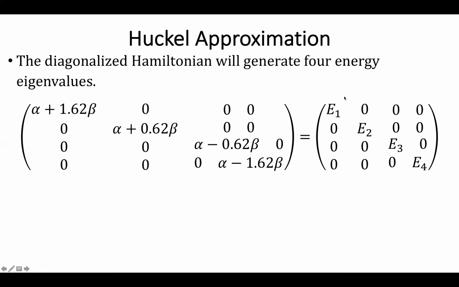So my first MO will have an energy of my Coulombic integral plus 1.62 times my resonance integral. And now remember, our resonance integrals tend to be negative values. So this is going to provide me my lowest energy orbital, or my first molecular orbital energy. And then we have our second MO energy, which is slightly higher in energy as it goes up by 0.62. And now we end up generating, by the time we hit our third MO, energies that are actually higher than our starting atomic orbitals, first by a little and then by a lot.